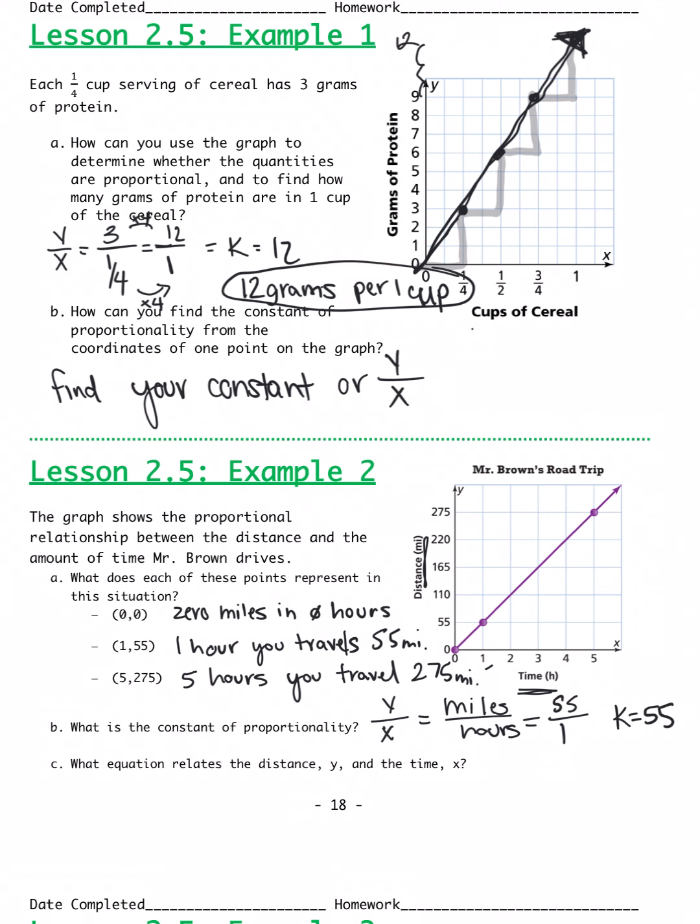So then what is our equation relating our distance y and our time x? Our y, or our distance, equals 55 times x. So if you multiply your time, however long you travel, by 55, you'll figure out how far you get. And that's all that means. And that's our equation right there. This is our answer over here. And you have your answers up there.